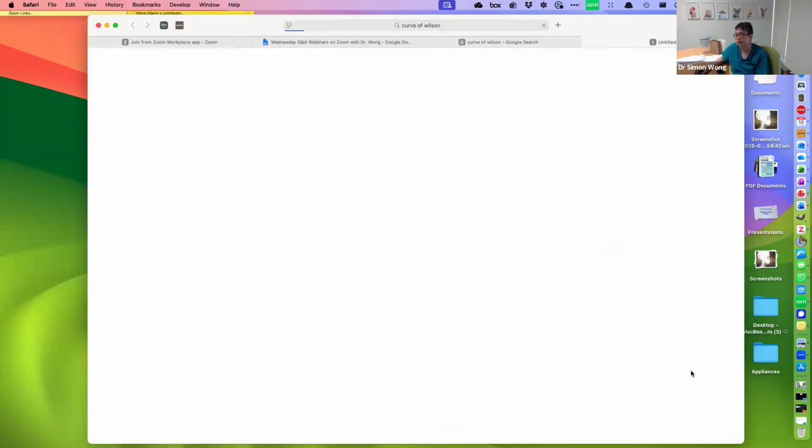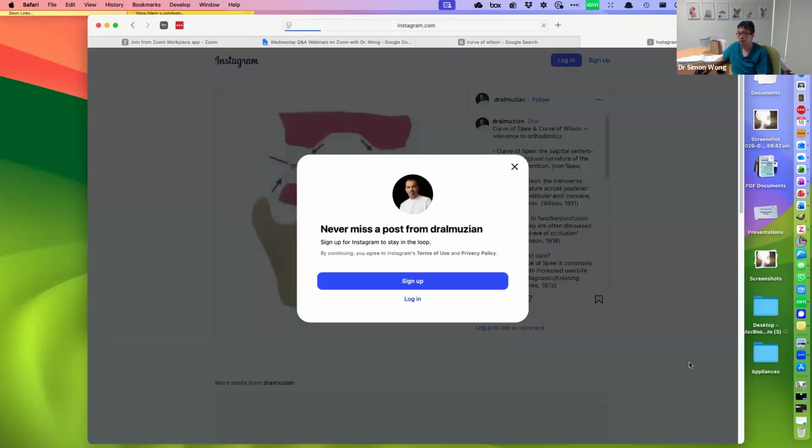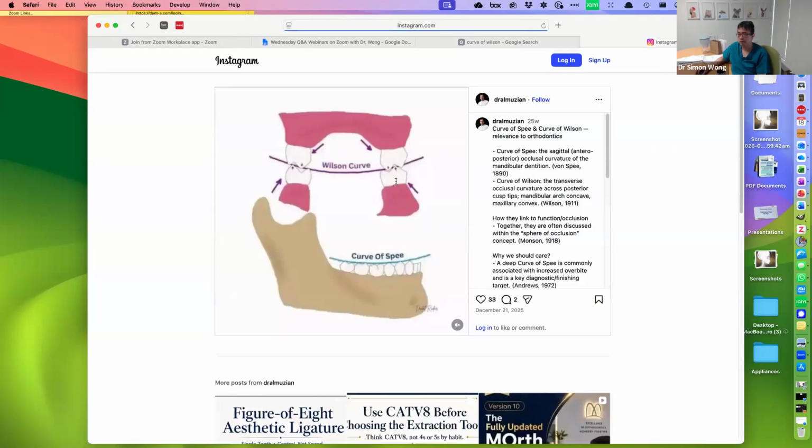So this one. Curve of Wilson. Curve of Spee.